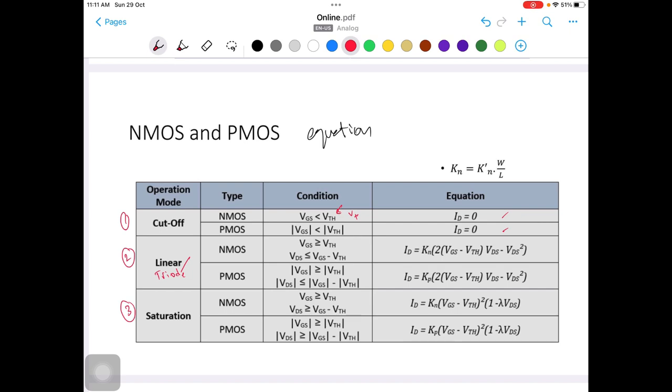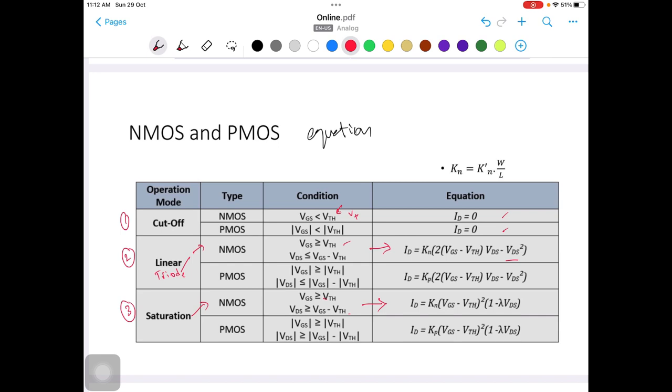Both linear and saturation will have a different equation. Please remember, okay? For the linear mode of NMOS, if VGS is equal to or more than the threshold voltage, you will use this equation: ID equals KN times (VGS minus VTH) times VDS minus VDS squared. For the saturation part of NMOS, if VGS is greater than or equal to the threshold voltage, and VDS is greater than or equal to VGS minus the threshold voltage, you will use this drain current formula.